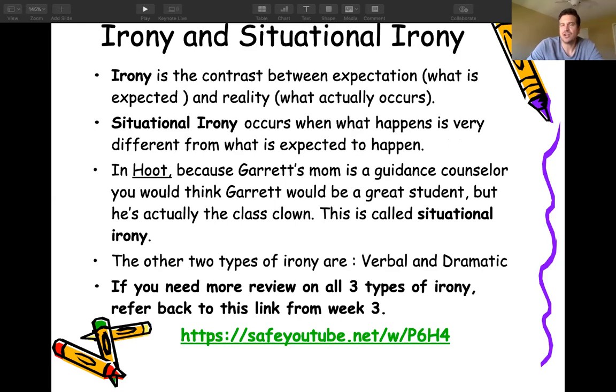Irony, that's a contrast between what you expect and what is reality. So in Hoot, Garrett's mom's a guidance counselor, you would think Garrett would be a great student, but actually he's the class clown. That's called situational irony. There's other types of irony, verbal and dramatic.